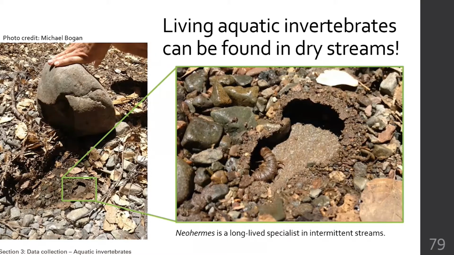Like I said, you can find living aquatic organisms in a dry stream. In the West, there's a genus of hellgrammite called Neohermes, which is actually a specialist that can live for several years in dry streams by building these chambers that help them retain moisture. When flow resumes, they're usually the first ones in the water, collecting anybody who is unfortunate enough to be caught up in the flow.